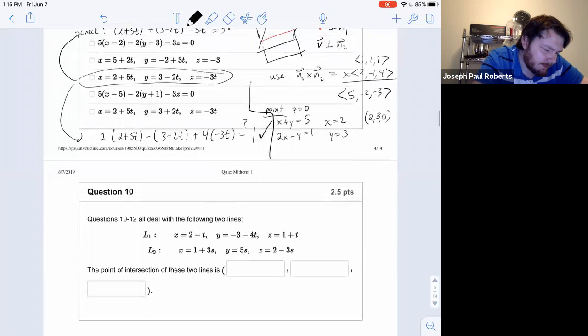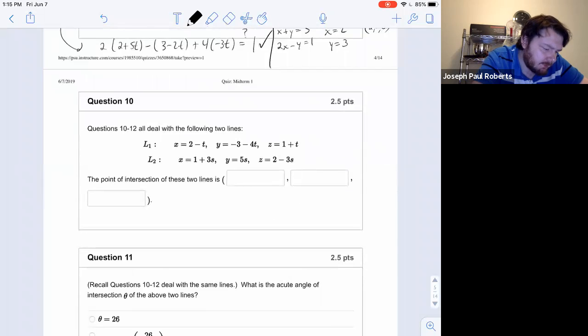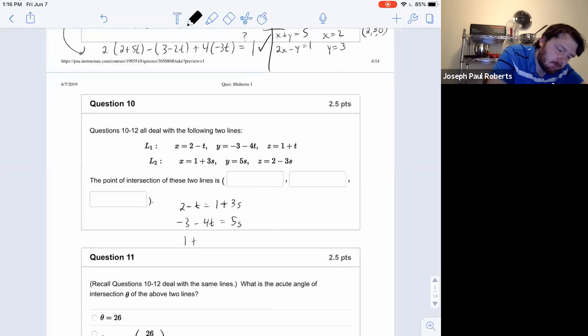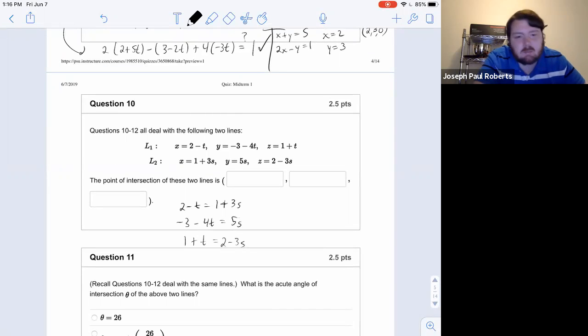So that's that. Then questions 10 through 12 all deal with these two lines. So the point of intersection of these two lines, we need x to match up. So we need 2 minus t to be 1 plus 3s. We need y's to match up. And then finally, we need z's to match up. So we need 1 plus t to equal 2 minus 3s. Okay, and then you solve this system of equations however you like. We can call them 1, 2, and 3.